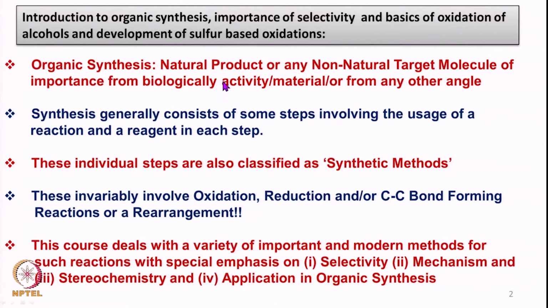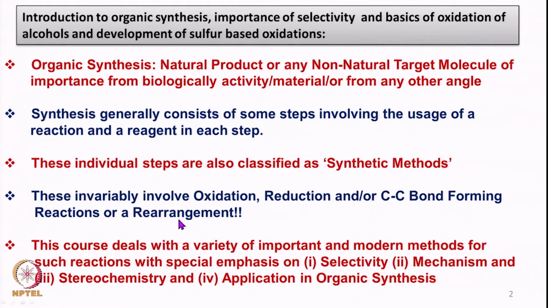The organic synthesis that we generally talk about involves the synthesis of natural products or any other non-natural target molecule of importance which have biological importance, or synthesis of some materials or synthesis from any other angle. So, this is what is organic synthesis. Generally synthesis consists of some steps that involve the usage of different types of reactions and reagents and sometimes of course rearrangements. Now these individual steps are also classified as synthetic methods.